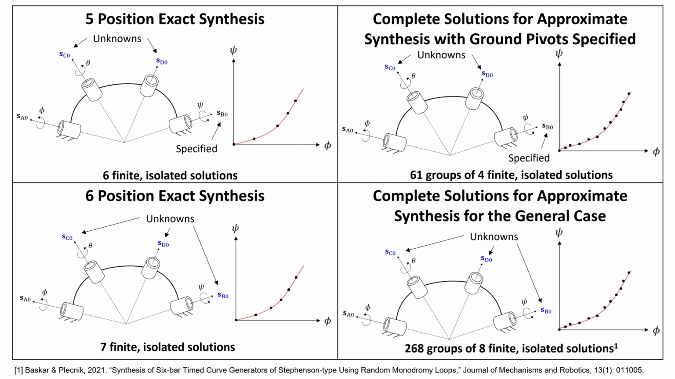In approximate synthesis, a mechanism is designed to approximate any number of angle pairs. We formulate and solve the case where the ground pivot SB0 is specified, which has 61 finite isolated solutions, and the general case where SB0 remains unknown. 268 finite isolated solutions were computed for this case using the random monodromy loops technique. In this video, we illustrate the first approximate case.